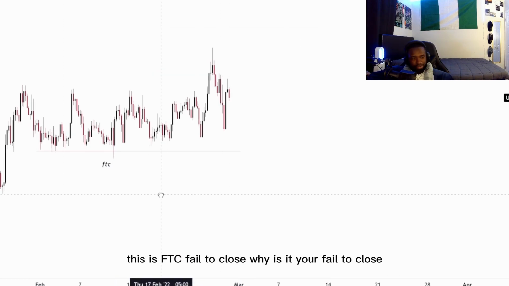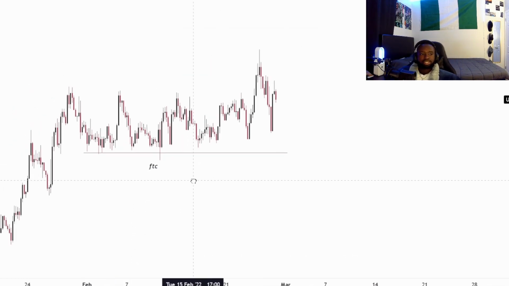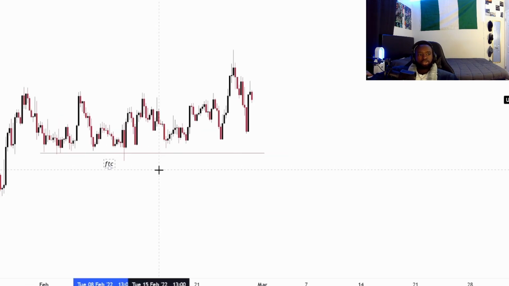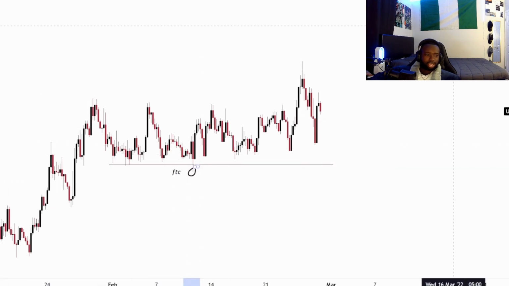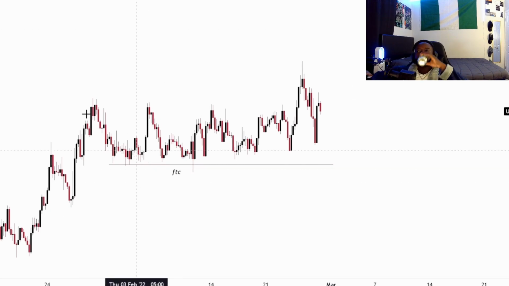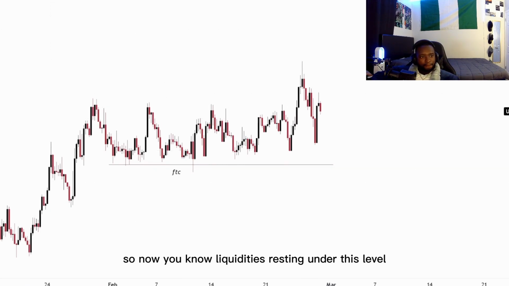Why is it failed to close? Because of the wick. Because of this wick. Oh yeah, I'm 2 for 2. Okay, yes, sir. So now you know liquidity is resting under this level.